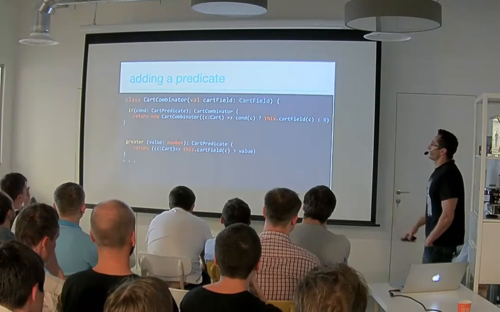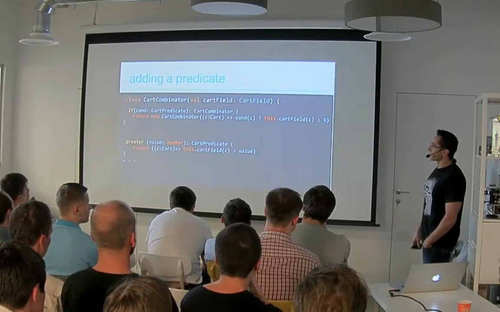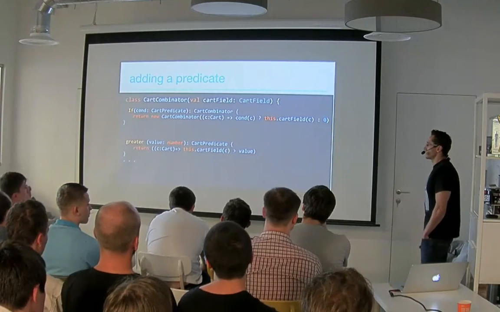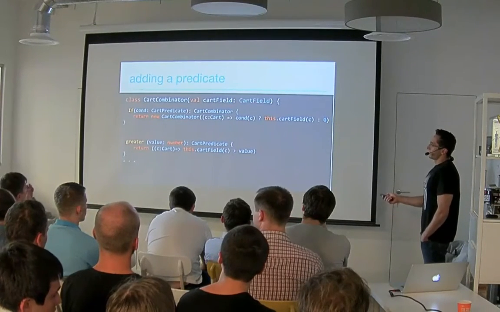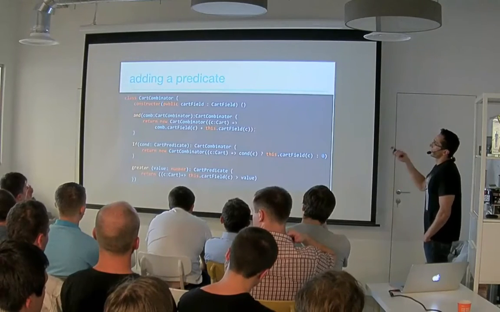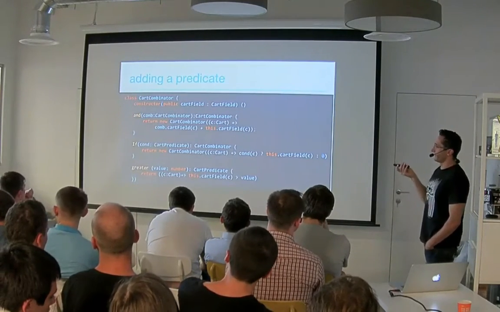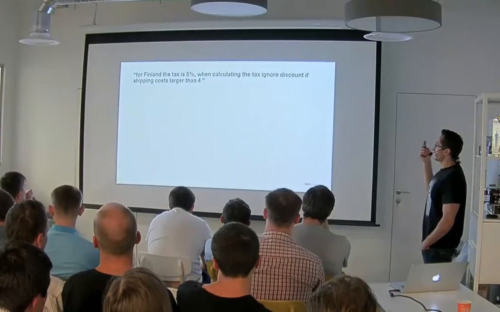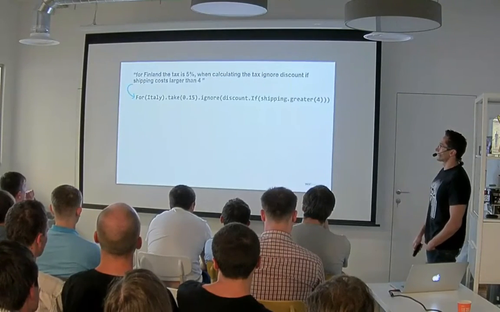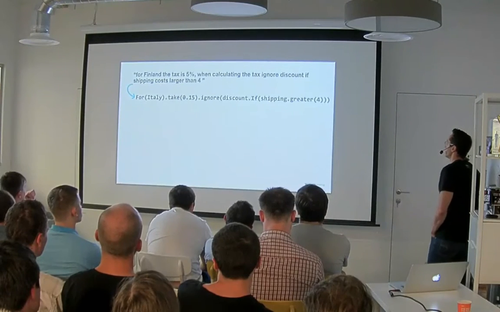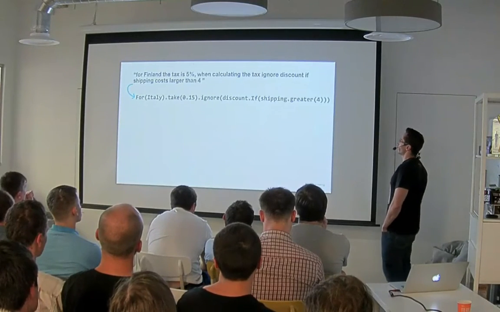We also add a new method called greater, so we can describe the relationship. And using these two, this is the entire count combinator after the new function we just added. Now we have and, if, and greater. And we can support the following sentence. For Italy, take 15, ignore discount if shipping greater than 4.